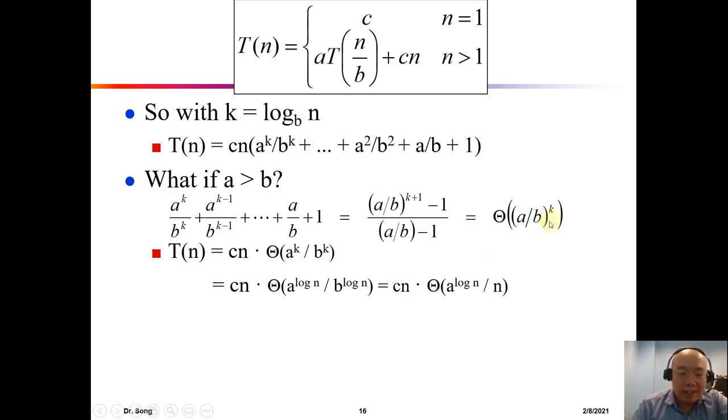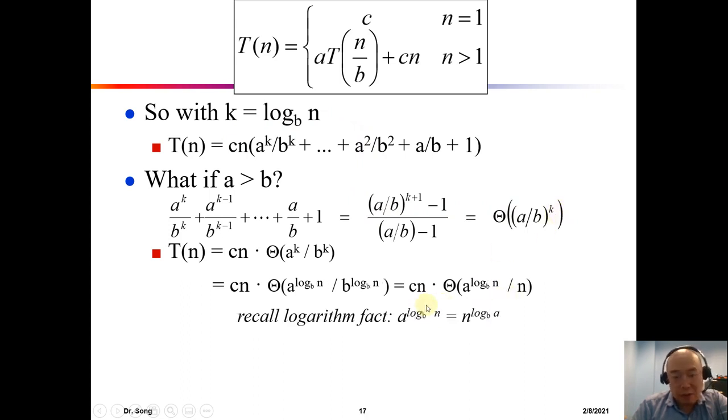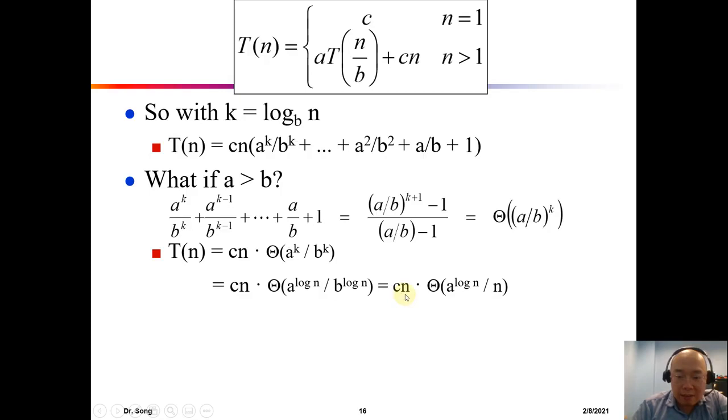And what is the k? K is log base b of n, right? So we want to substitute this k with log base b of n and see what we have. We have cn multiplied by a to the power log base b of n, divided by b to the power log base b of n. And remember, for the base number here, that is b itself. So b to the power log base b of n will be n. So we have cn multiplied by a to the log n divided by n.